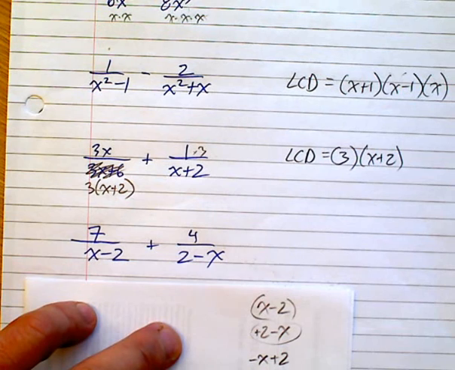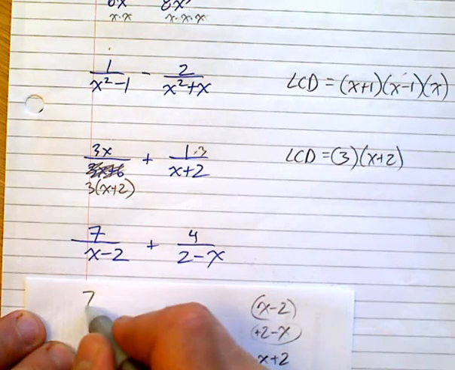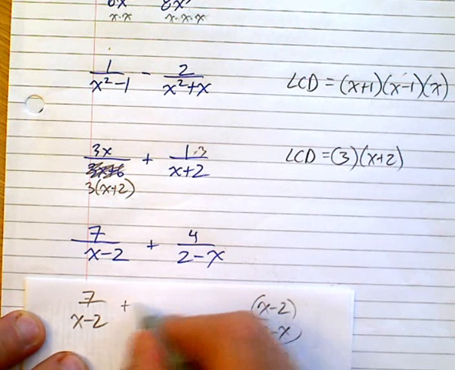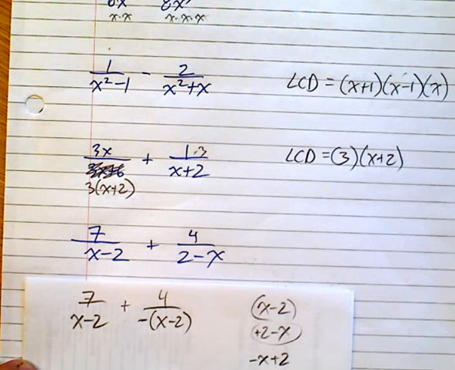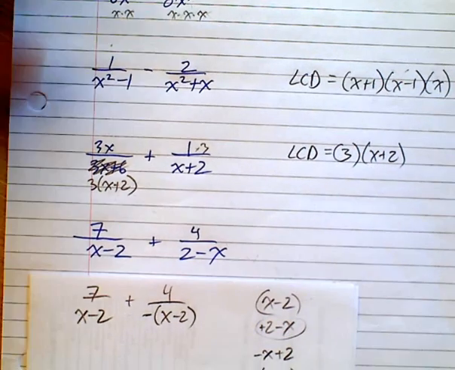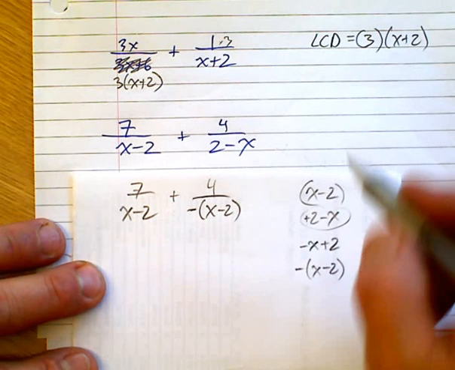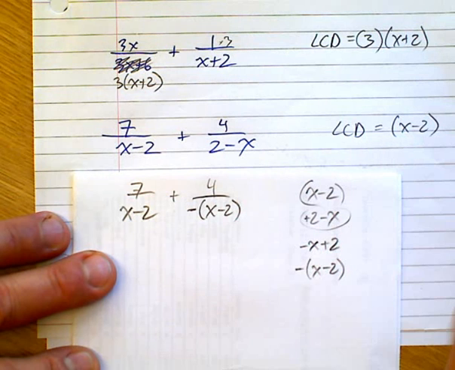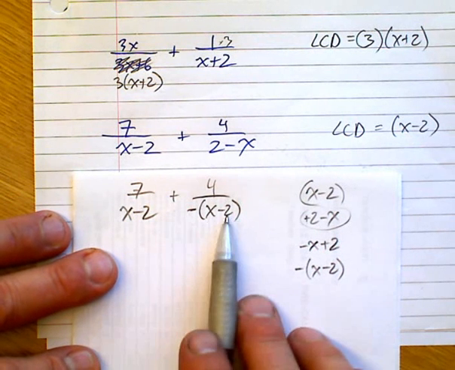So we can rewrite this as 7 over x minus 2 plus 4 over minus x minus 2. And all that really happens here, take a look and see what you think might happen. You've got the same denominator, so my LCD is basically x minus 2. But what do we do with the negative? Well, the negative here makes this whole thing negative, and a plus and a minus end up being a minus.